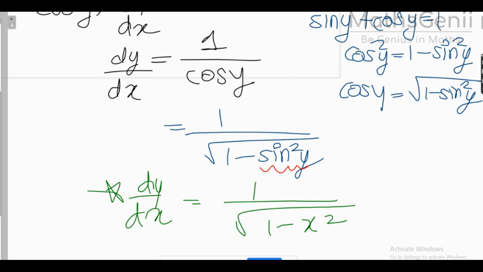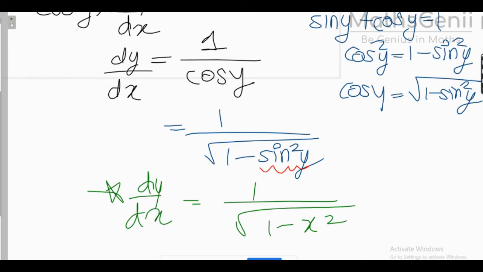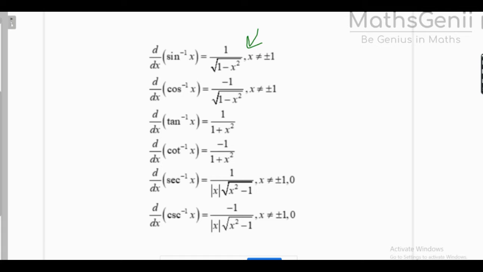Okay, similarly you can find the derivative for other terms. So see here. What is the derivative of sine inverse x? 1 upon root of 1 minus x square. That is what we proved. 1 upon root of 1 minus x square.